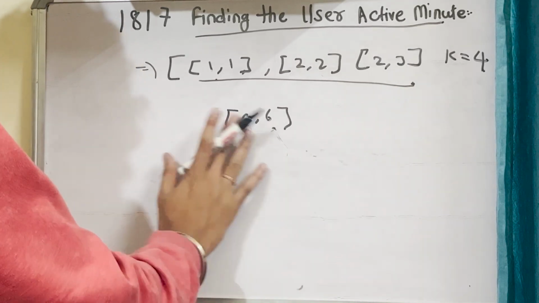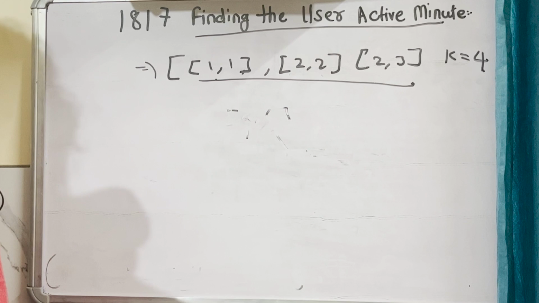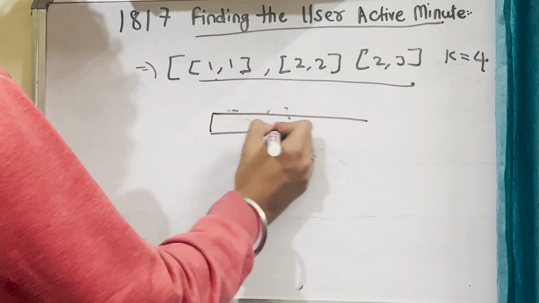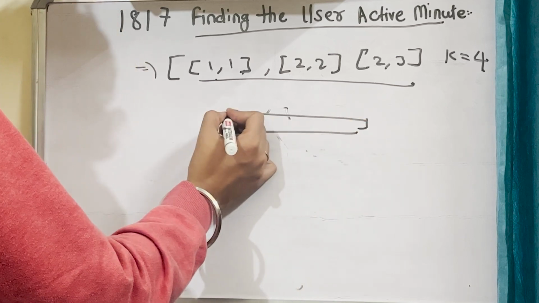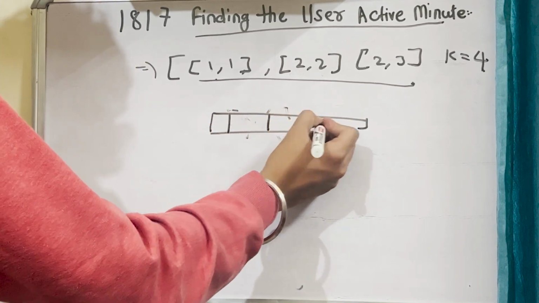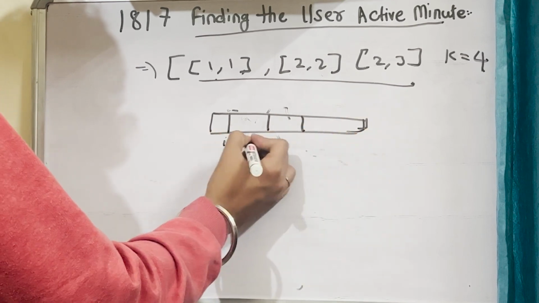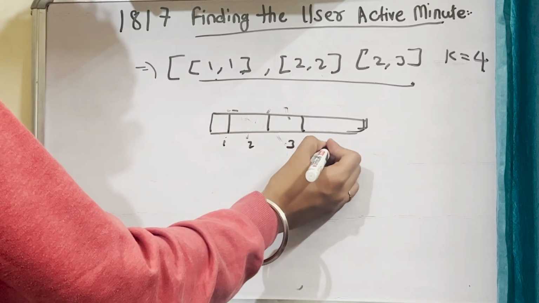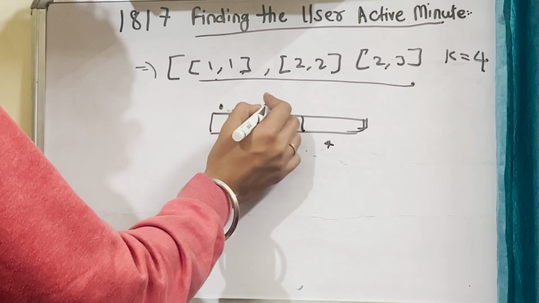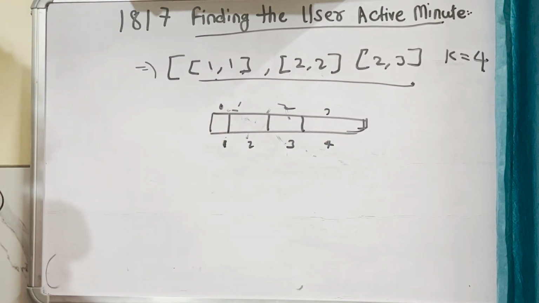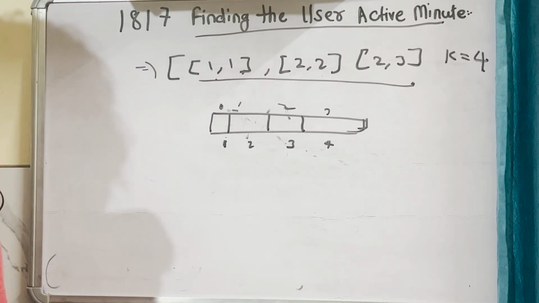So basically what we have to do in this question is return an array of size k, which is one-indexed. K equals 4, so the size will be 4. The index starts from 0, 1, 2, 3, but we will assume it from 1, because we have to return it one-indexed.